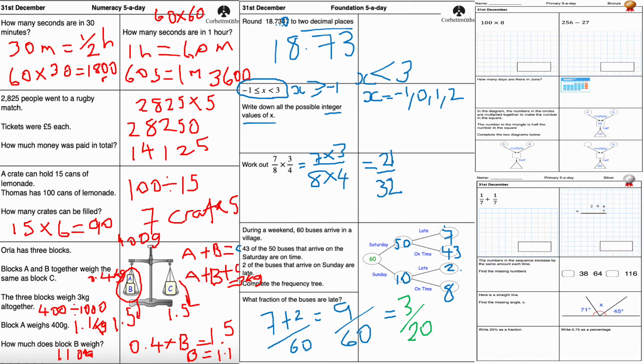So next one, primary 5 a day. It's looking at bronze. Question 1: 100 times 8 is just 800. 1 times 8 is 8, and then add on the 2 zeros.